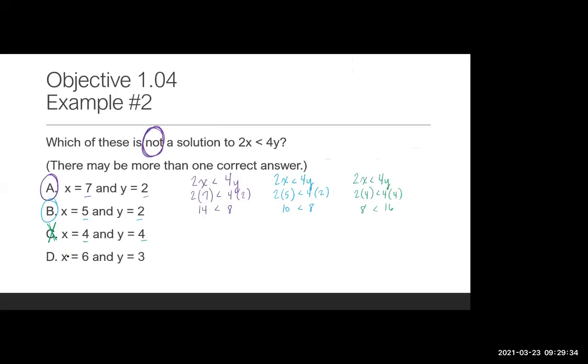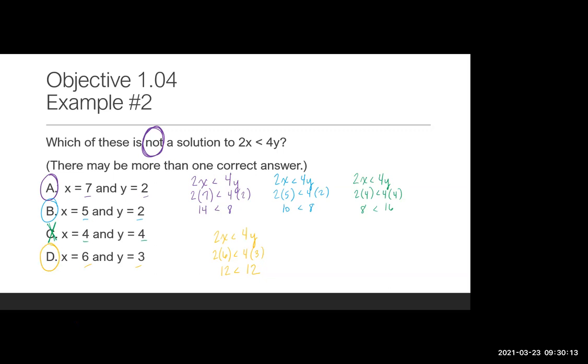All right, and then let's do D, 6 and 3. So I've got 2x is less than 4y. I'm going to put in 6 for x and 3 for y. So 2 times 6 is 12, and 4 times 3 is 12. Uh-oh. I've got 12 is less than 12. Now think that through. Is 12 less than 12? No, it's not.